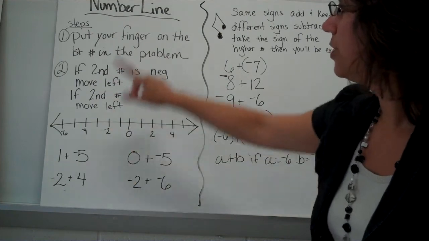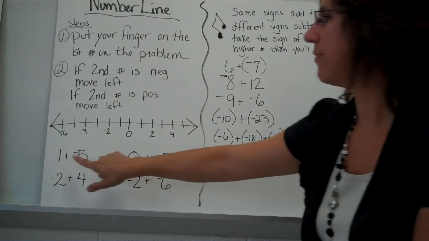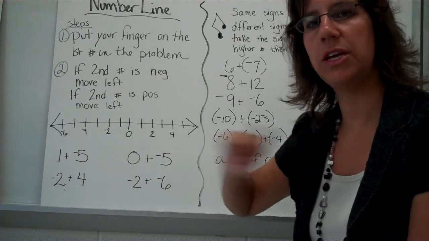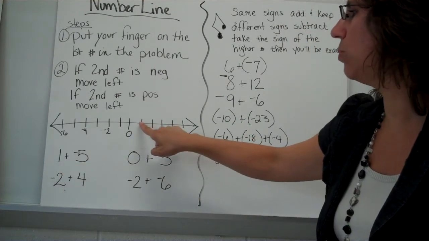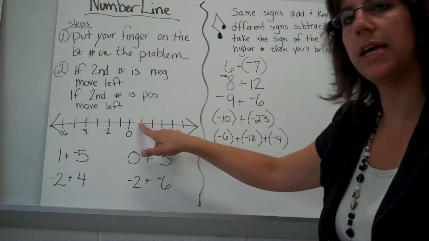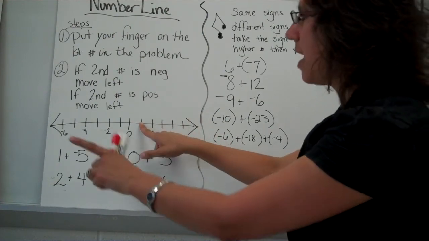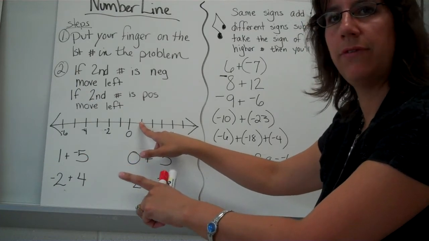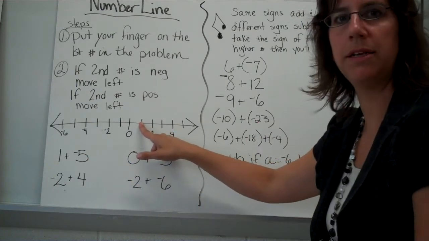All right. So the first thing we're going to do is take a look at this example. We've got 1 + -5. 1 is the first number we're starting with. So take your finger and place it on the 1. Okay. From there, look at the second number. If the second number is negative, you're going to move to the left, where all the negative numbers are. If the next number is positive, we're going to move to the right, where all the positive numbers are.